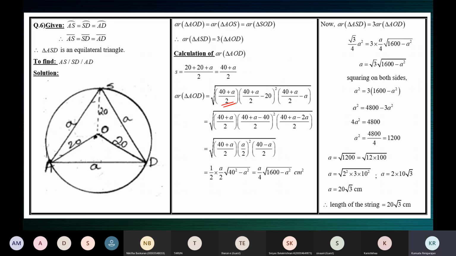See children, this is S. This is S minus A. Again, this will repeat, right? S minus B is also 20, since another side is also 20. So I've written S minus 20, that is 40 plus A by 2 minus 20, the whole square. Then S minus C, 40 plus A by 2 minus the third side A. Is this clear, children? You write it 2 times, otherwise you don't use the whole square. Write it again: S minus A, S minus B, S minus C. Can I proceed, children?